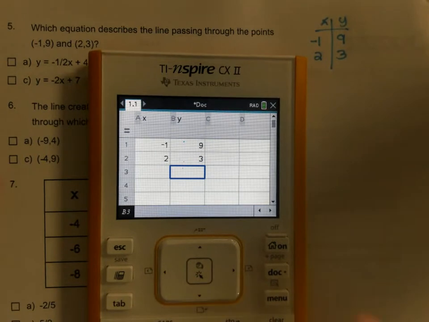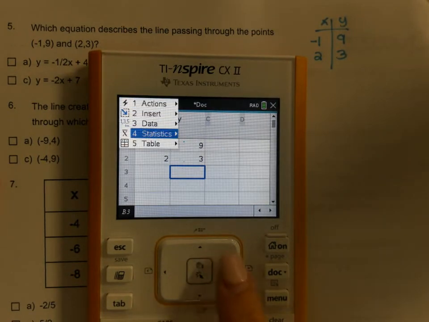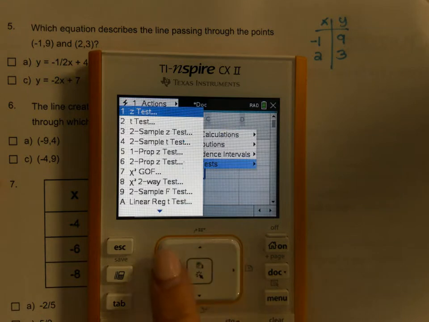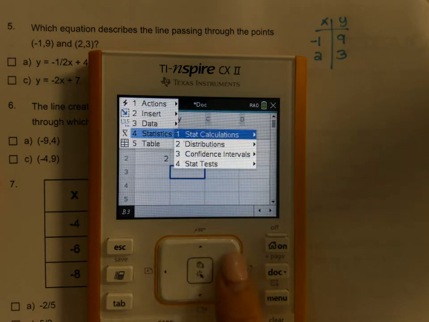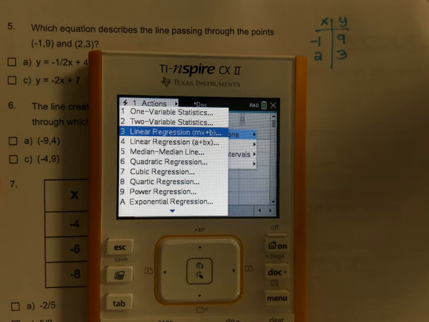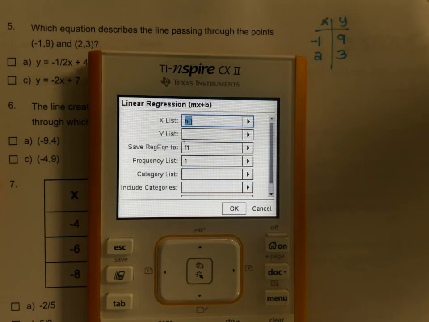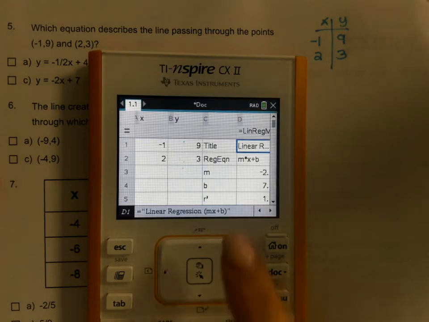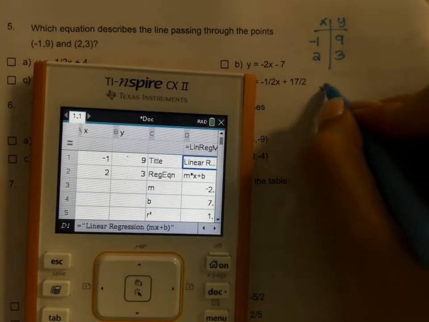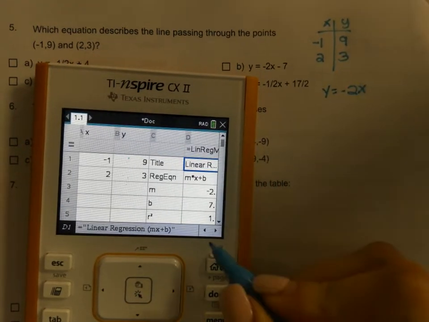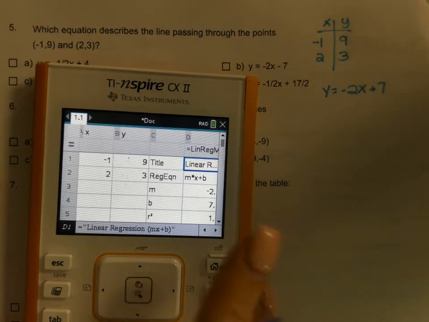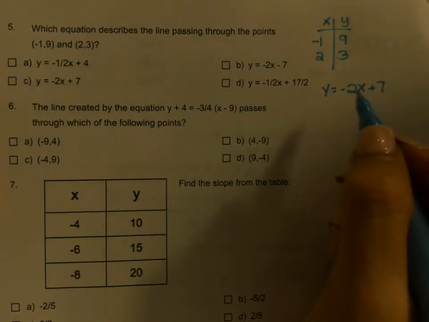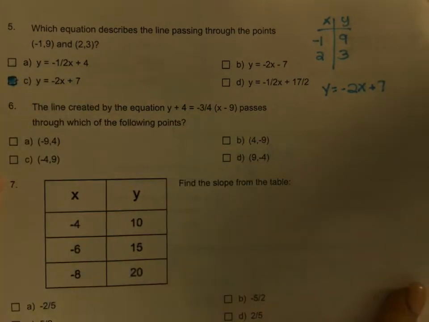So to do stat on here, you do menu, stat, calculations, and then linear regression. So it's the same basic titles, it's just a few different buttons. So my x list is x, my y list is y, go down to calculate, and there it is. My m is negative 2, so it's y equals negative 2x, and my b value is 7, so plus 7. So looking to see which one matches, negative 2x plus 7 is right here.